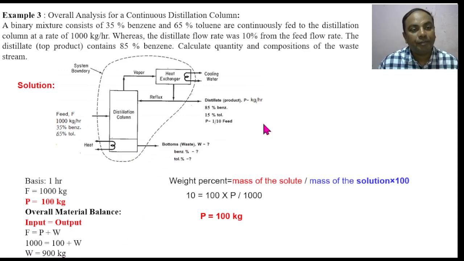So the bottom stream contains 900 kg of a binary mixture, in which benzene percent as well as toluene percent may be there. That is, this bottom stream consists of this composition. So by overall material balance we could calculate W, that is the bottom stream.